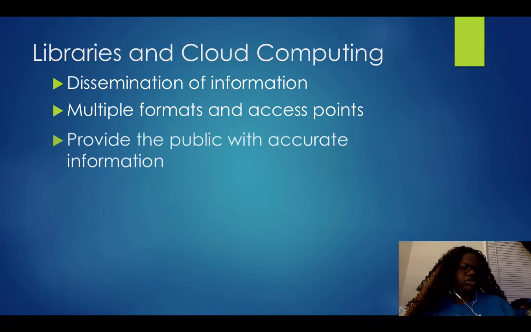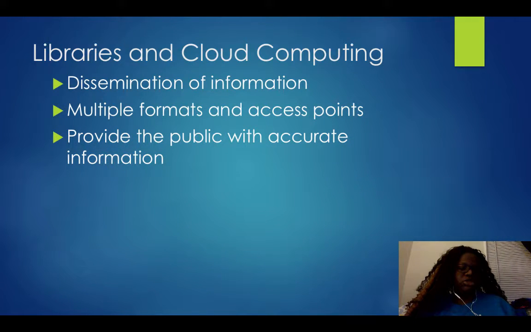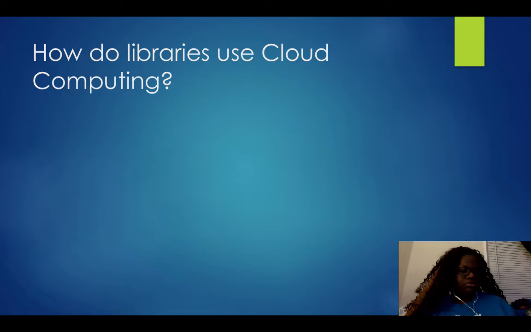Now that we've discussed just a bit of background on cloud computing, let's talk about how libraries use it. Libraries are organizations that disseminate and house information in multiple formats and via multiple access points. Their primary goal is to provide information to thousands of people as quickly as possible and in as easy a process as possible. With the introduction of cloud computing, libraries are now able to do a number of different things.